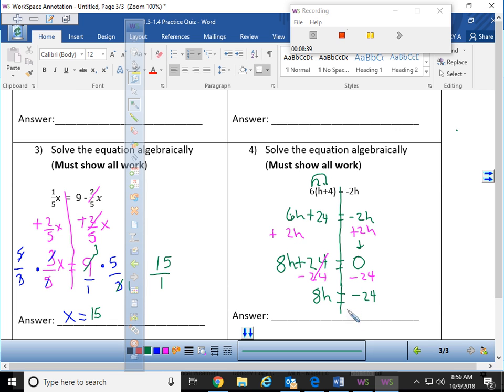All right? Now, the last thing I'm going to do is divide by 8 because I'm multiplying by 8, and I know the inverse operation of multiplication is division. So I'm going to divide both sides by 8. When that happens, these 8's cancel to 1, and now I have h all by itself. That's what I wanted. Now, what's a negative divided by a positive? That's a negative number. And what's 24 divided by 8? That's just 3. So my answer to number 4 was h equals negative 3.